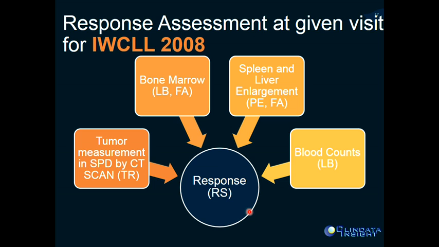If you look at the CDISC implementations on this study, tumor measurements will be saved in the TR domain, bone marrow measurements will be saved in the LB and FA domains, spleen and liver enlargement assessment will be saved in the PE and FA domains, and blood counts will be saved in the LB domain. Using all these assessments, response will be determined for this patient at the given cycle.